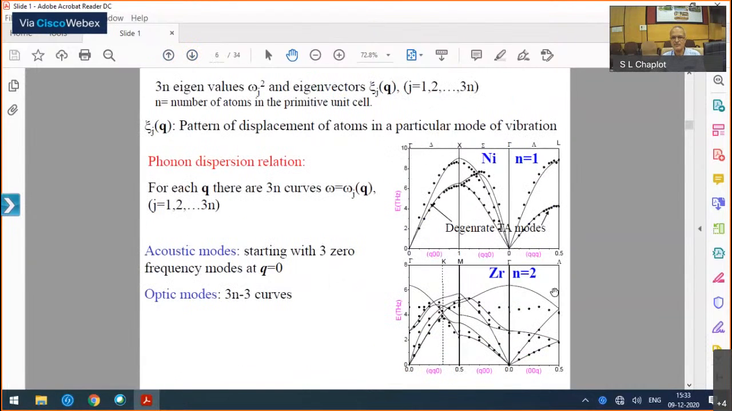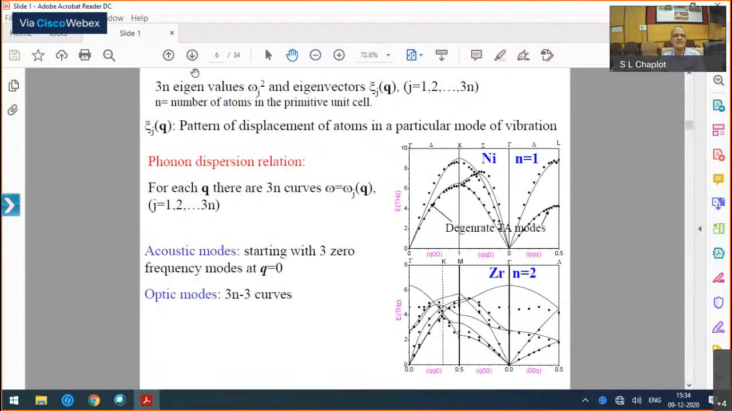Okay, so here we just showed fairly simple structures like nickel or zirconium. Incidentally, these points are experimental data, and these curves are some calculations done a long time back, which don't exactly fit the experimental data accurately, but it is a very simple calculation with some limitations. So don't worry about it right now.